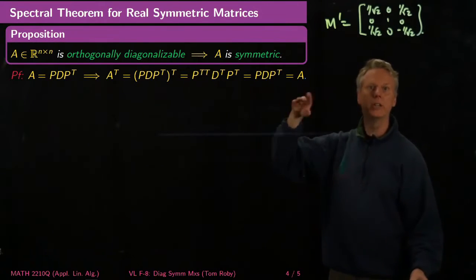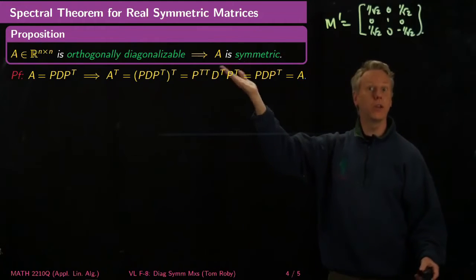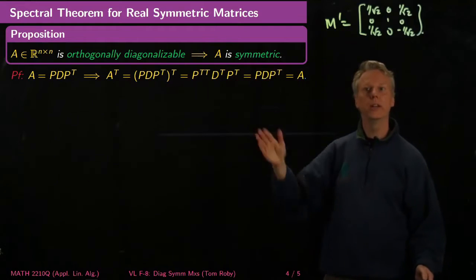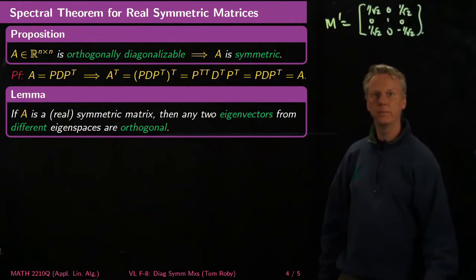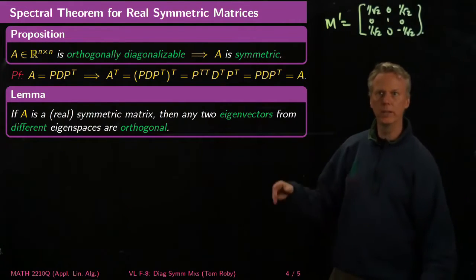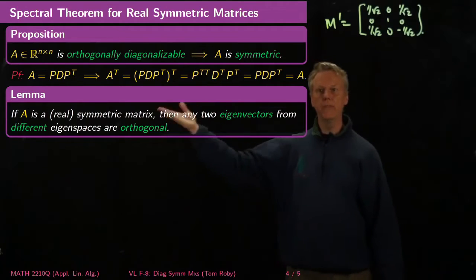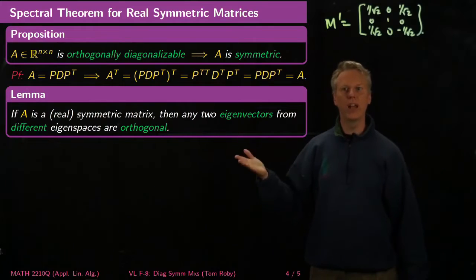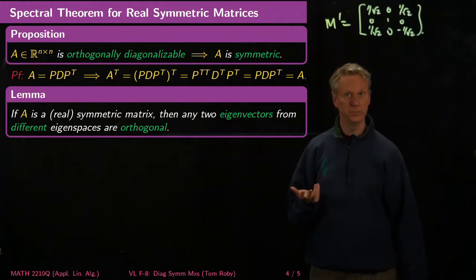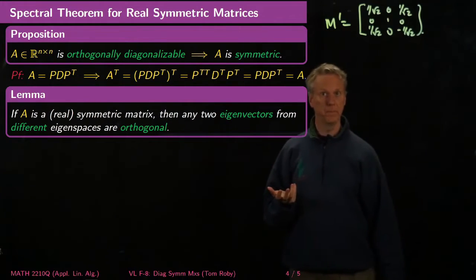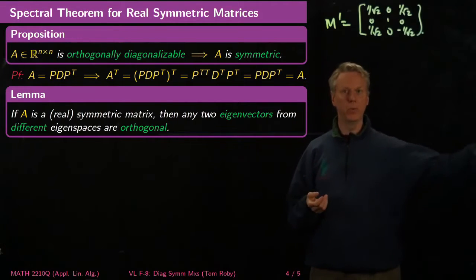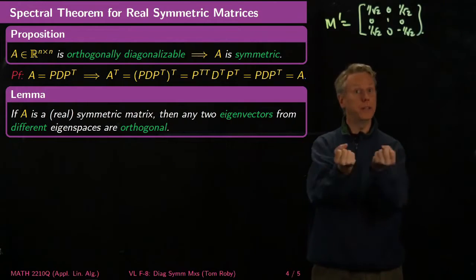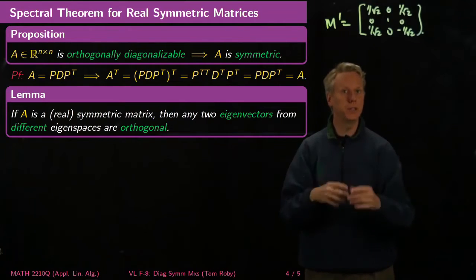That's the easy direction. The harder direction is that, in fact, the converse is also true. So if it's a symmetric matrix with real entries, then it can always be orthogonally diagonalized. Now here's one more lemma to discuss in this context. If A is a real symmetric matrix, then any two eigenvectors from different eigenspaces will be orthogonal. So you give me one eigenvector that corresponds to 3, another eigenvector that corresponds to 2. If I take the dot product of those two vectors, I have to get 0.